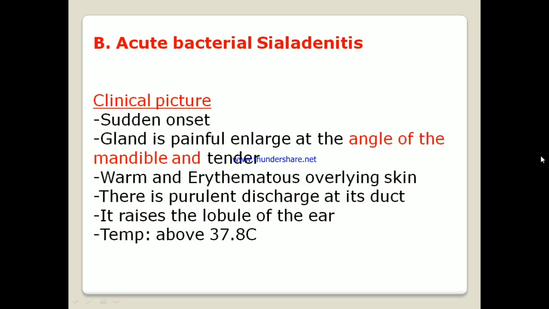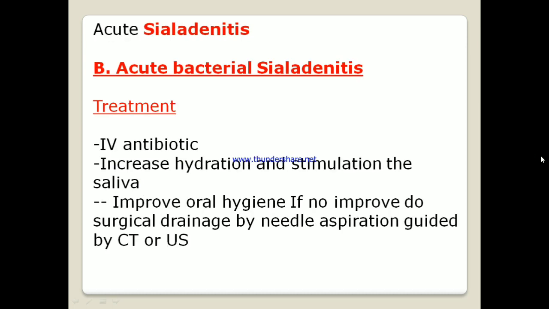B. Acute bacterial sialadenitis. Clinical picture. Sudden onset. The gland is painful, enlarged at the angle of the mandible and tender. Warm and erythematous overlying skin. There is purulent discharge at its duct. It raises the lobule of the ear. Temperature above 37.8 C. Treatment: antibiotic, increase hydration and stimulation of saliva, improve oral hygiene. If no improvement, do surgical drainage by needle aspiration guided by CT or US.